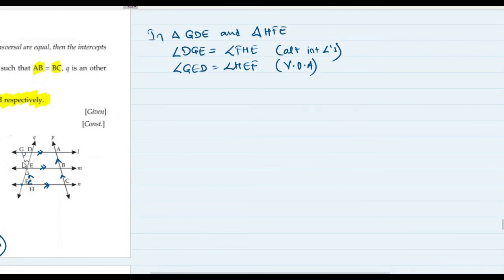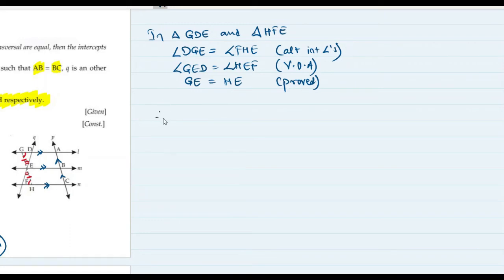I will again show you. I will just clear this mess and I will again show you with red mark. This angle is equal to this angle. This angle is equal to this angle. And GE is equal to HE, which was proved just now.